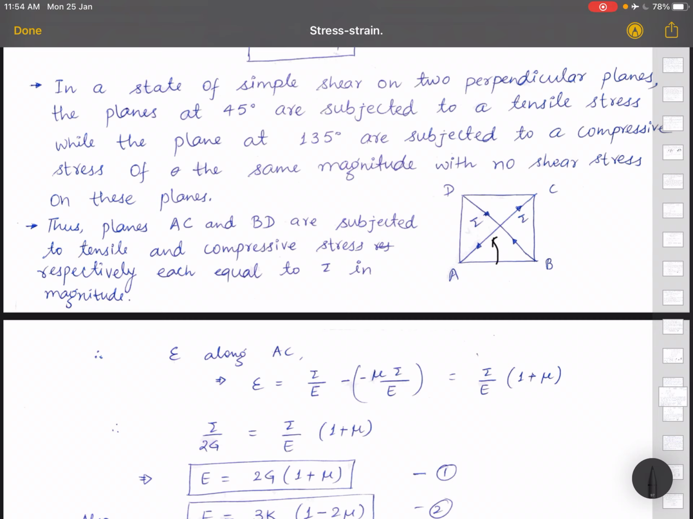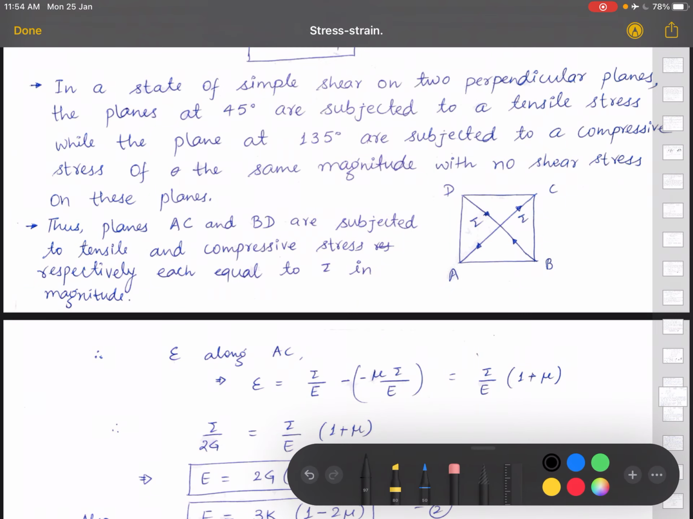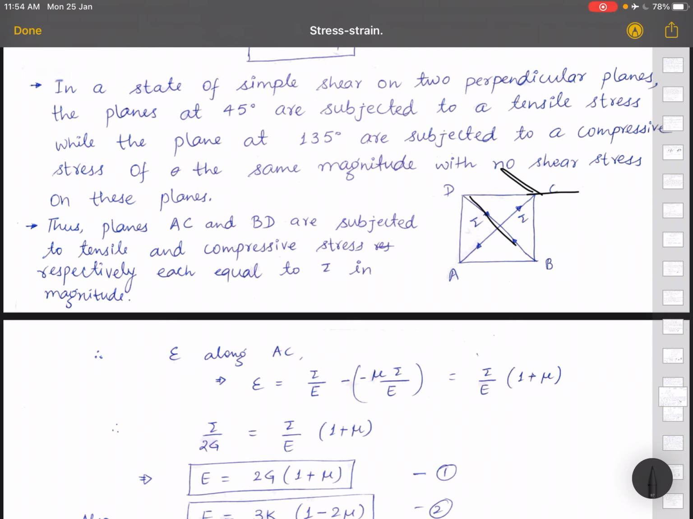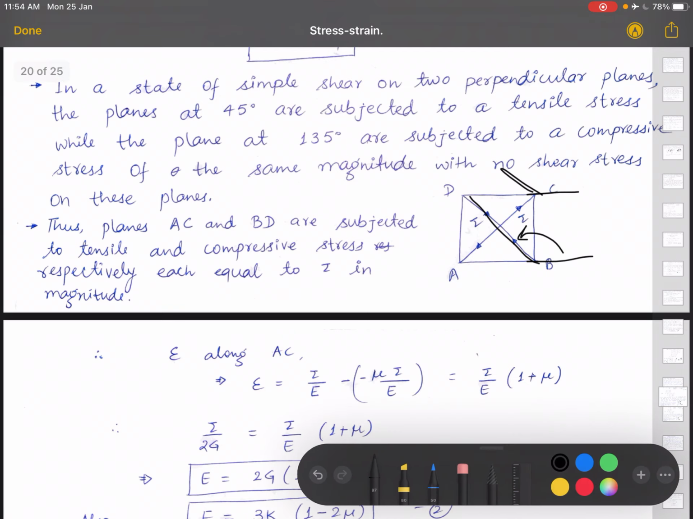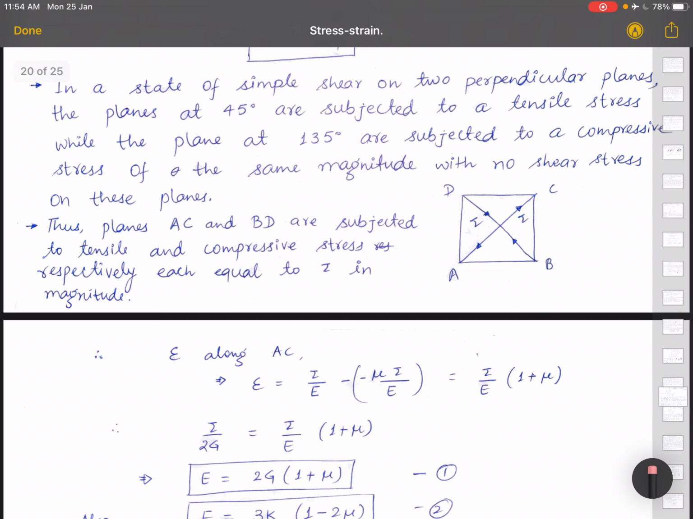This is at 45 degrees from AB, so it will be subjected to tensile stress. So you can see here, this is tensile. This is at 135 degrees, so it will be subjected to compressive stresses. So for the time being, just try to understand this.